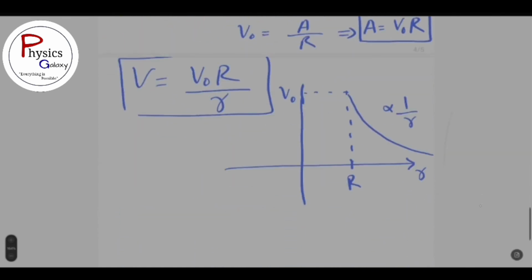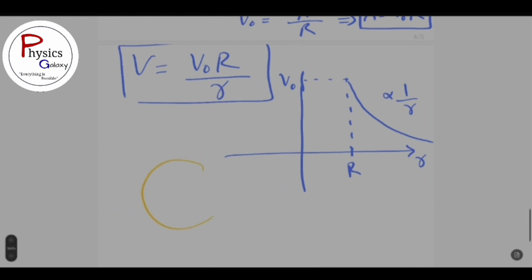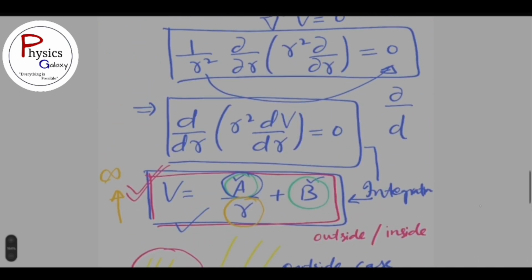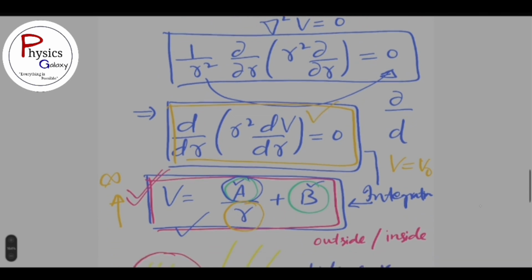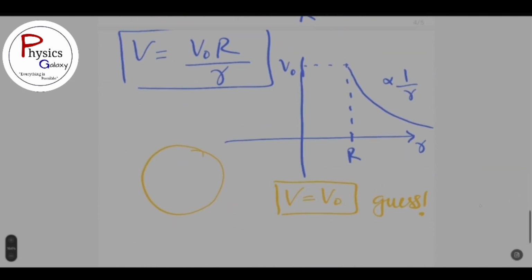So instead, what will we do? To find the potential inside this spherical shell, we will just guess the solution. Suppose V equals V naught. It's just my guess. If this is my solution, it has to satisfy Poisson's equation. Does V equals V naught satisfy this equation? Yes, of course, because if I take the gradient, the differentiation with respect to r, it becomes 0. And does it satisfy the boundary conditions? Yes. So my guess is the only solution because I'm using the uniqueness theorem. If my guess satisfies Poisson's equation as well as the boundary condition, then it is the solution. So this is the solution for the inside case: V equals V naught.